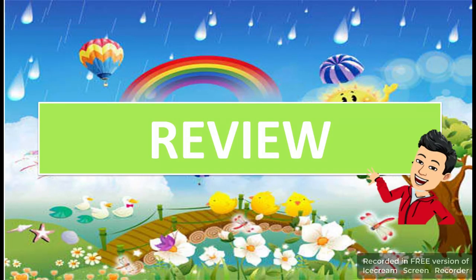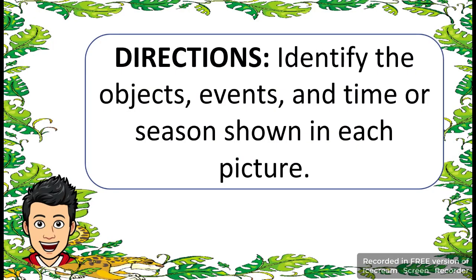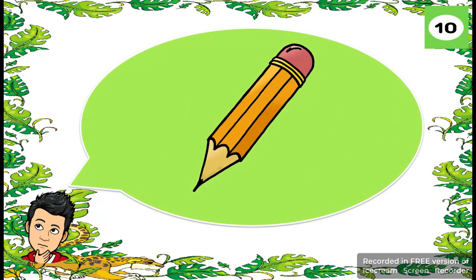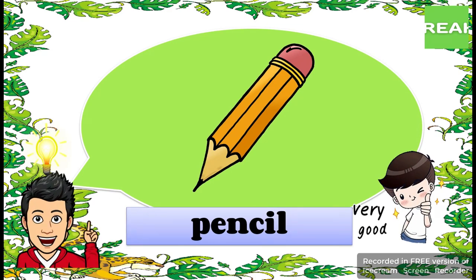But before we start, let's recall our previous topic from the last lesson. Direction: identify the objects, events, and time or seasons shown in each picture. Number one, the correct answer is pencil.